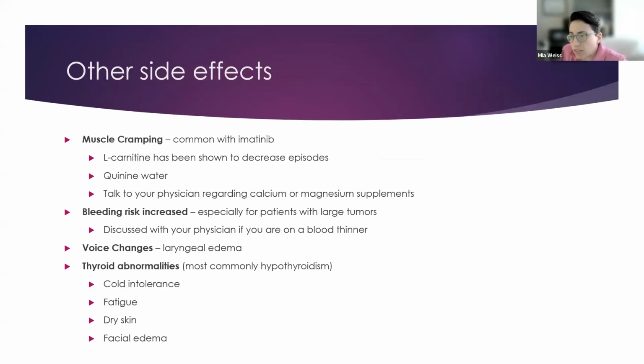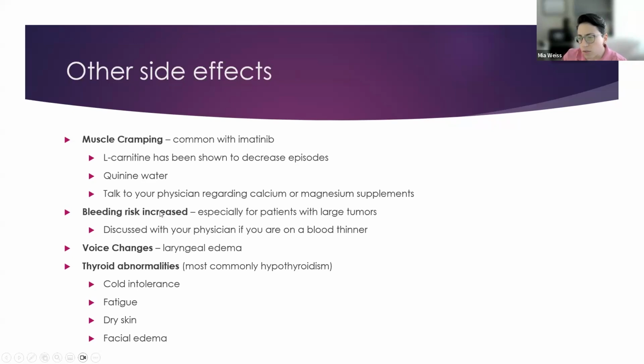So these are some other side effects that didn't really fit into one good category, but muscle cramping, we see that pretty commonly with imatinib and often in the beginning of dosing. There isn't a whole lot of great fixes for this, but there has actually been some data that L-carnitine supplementation has been shown to decrease episodes. It's something you want to talk to your doctor about before you start it, just to make sure it doesn't interact with anything you're already taking. Tonic water is also helpful for some. In some cases, if you have a need for calcium or magnesium supplementation, that could help.